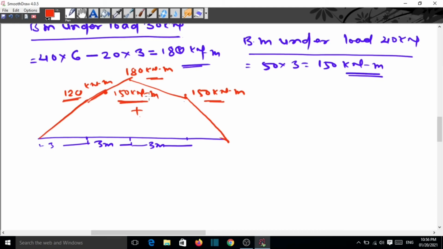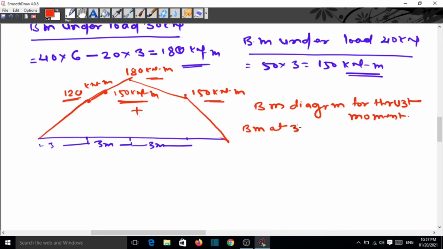Now next is the bending moment diagram for the thrust moment, or the H moment. So here we find at this location, at the hinge it is zero, then we find the BMD at here and the BMD at here. So bending moment at 3 meters. This is the bending moment diagram for this thrust moment.